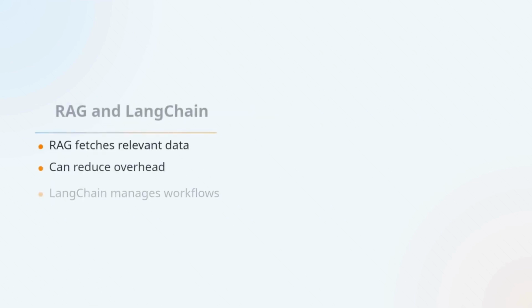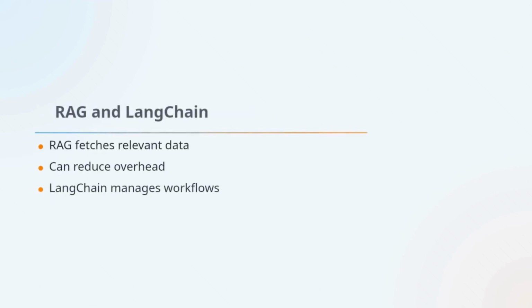The article also mentions two related ideas. Retrieval augmented generation, or RAG, helps the model fetch relevant structured or unstructured information before generating an answer. This can improve context and reduce unnecessary API overhead. LangChain is a popular framework that helps connect LLMs with tools, manage arguments, handle outputs, and even chain multiple tools together for more advanced workflows.